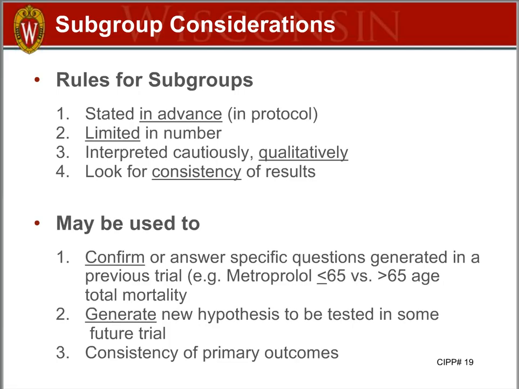Sometimes we use subgroup questions to confirm a specific question, an answer to a specific question that was generated in a previous trial, whether it's an age subgroup or other risk subgroup. We may use the subgroup data to generate a new hypothesis. After all, research is sequential. It's a series of studies. Each study, hopefully, we learn more and get closer to the correct answers. And as I've indicated earlier, we really like to see if there's consistency across the subgroups and across the outcomes that we've specified, especially the primary outcomes.